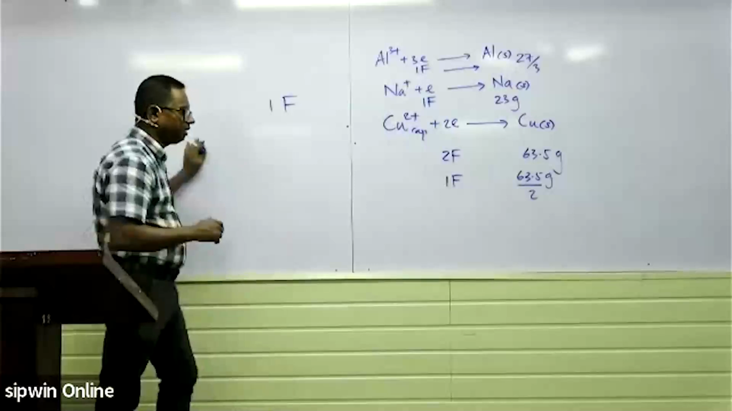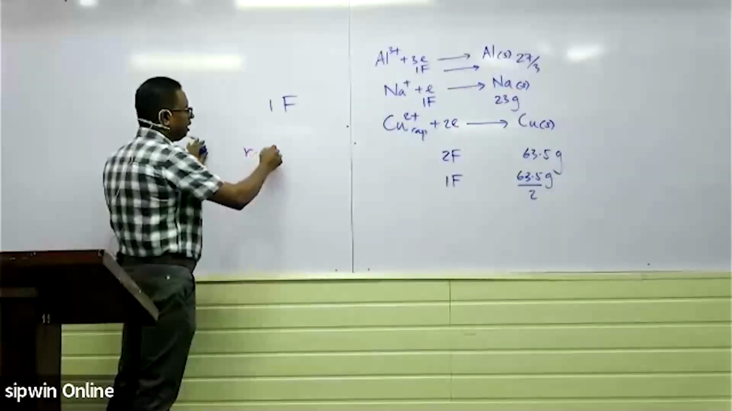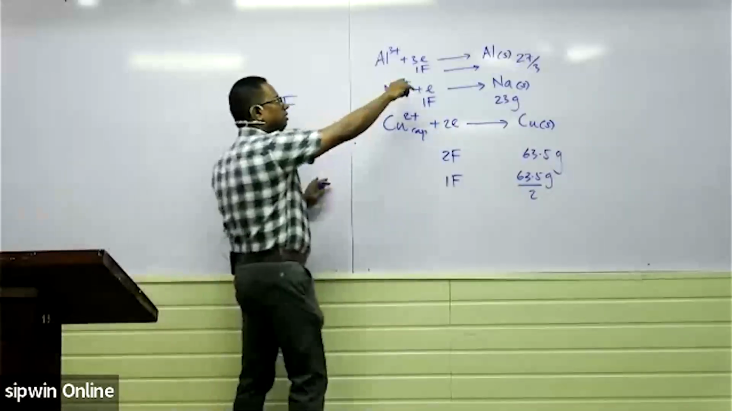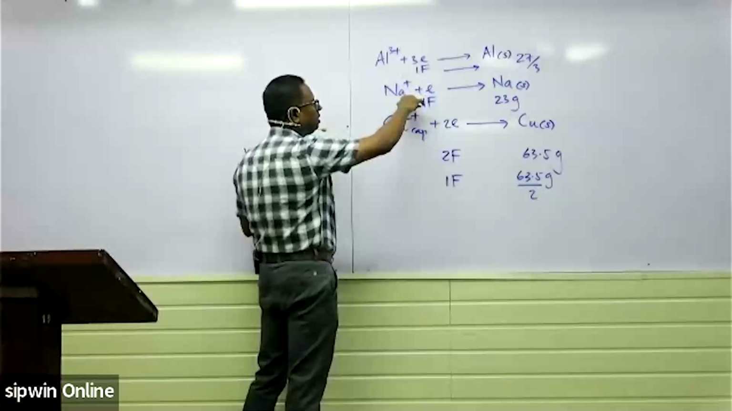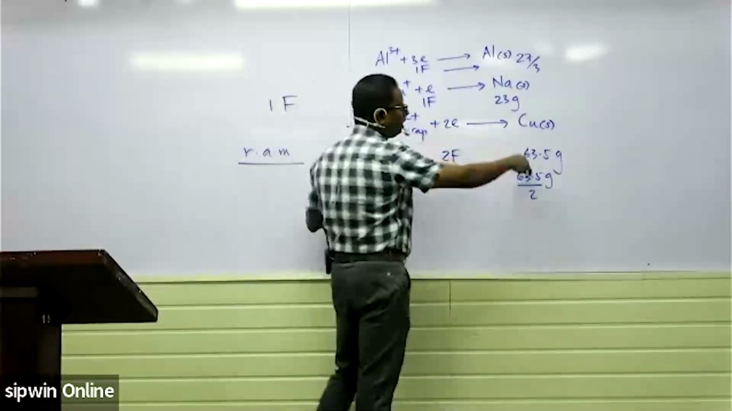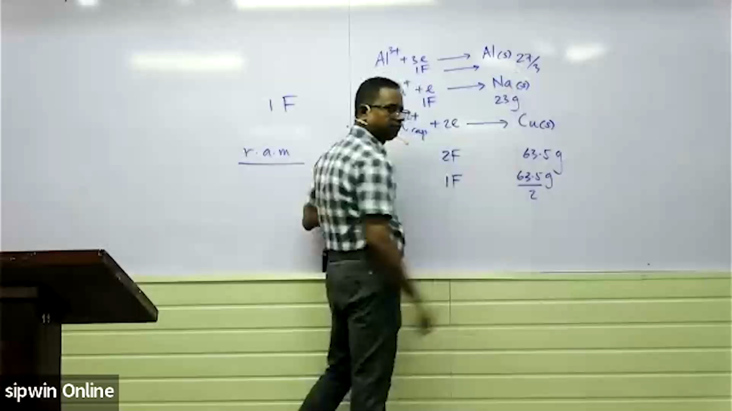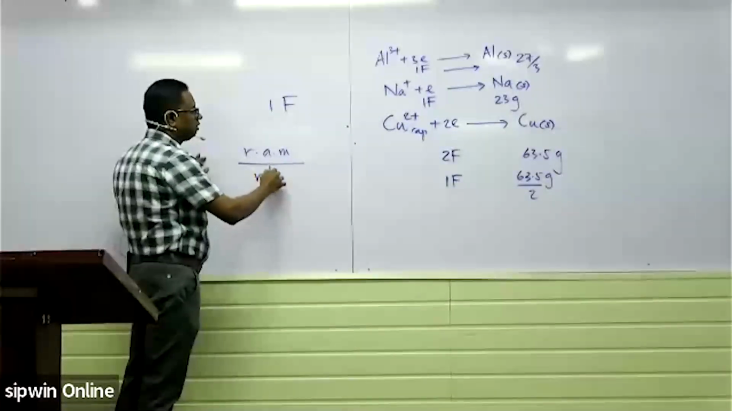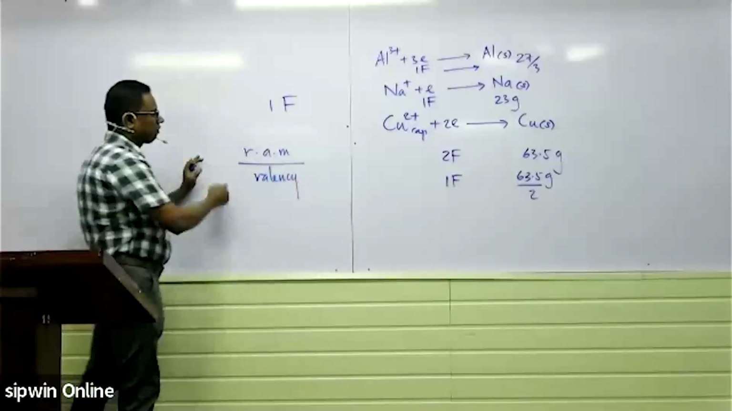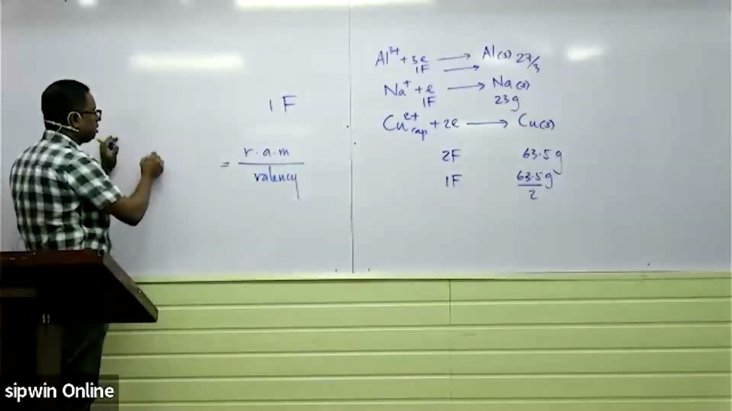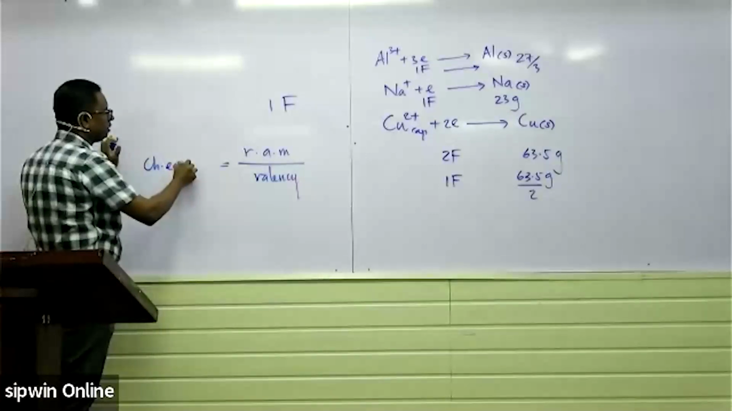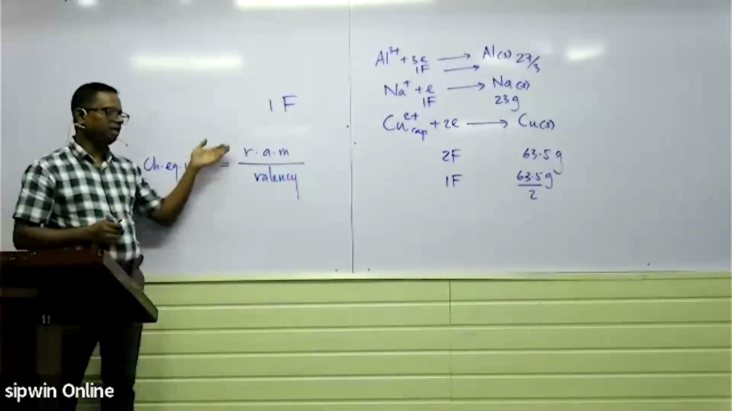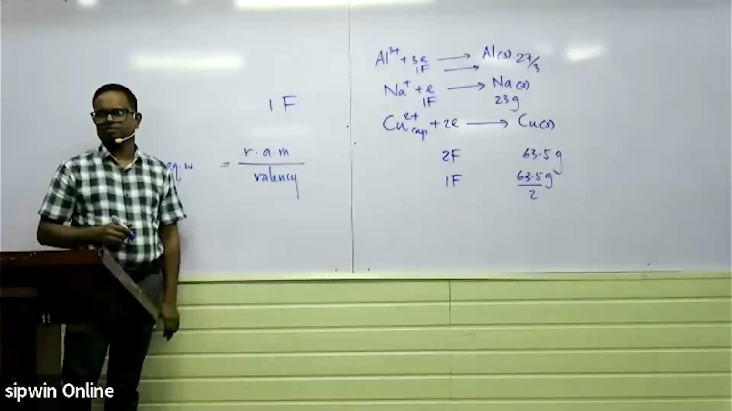Chemical equivalent weight means relative atomic mass divided by 3 electrons for this one, 1 electron for this one. So relative atomic mass divided by valency. This one is the chemical equivalent weight. Chemical equivalent weight means relative atomic mass divided by valency.